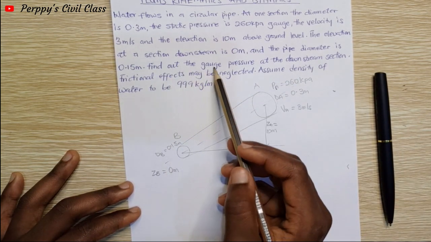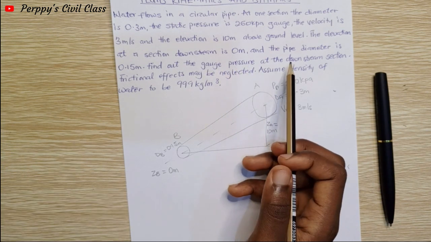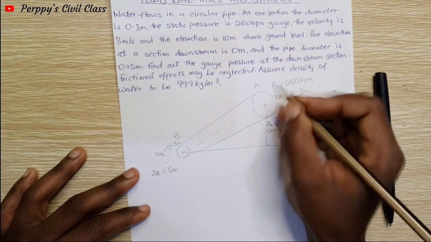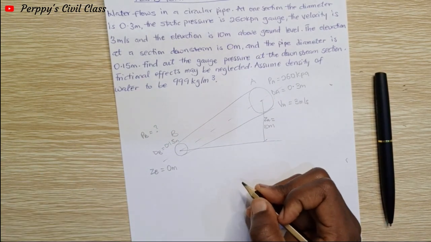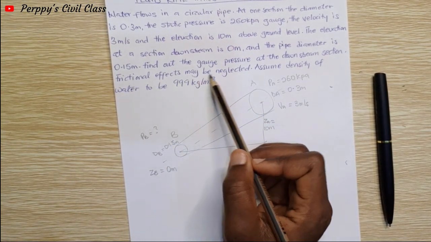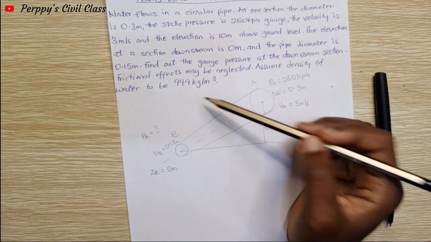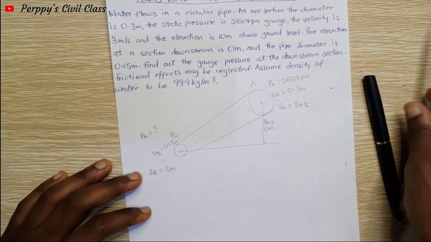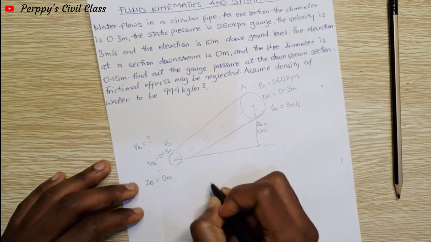Find out the gauge pressure at a downstream section. So we have PA, and we have to find PB, which we don't know. Frictional effects may be neglected. Assume density of water to be 999 kilogram per meter cube. Okay, so let's start solving.